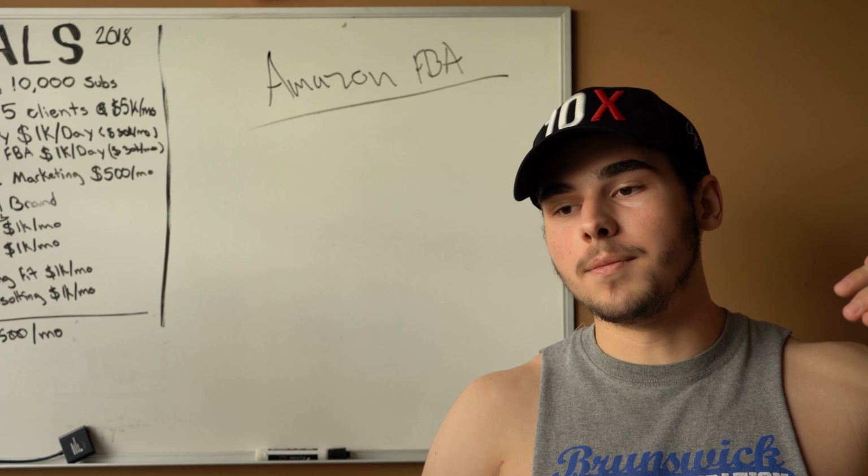So when you are buying from a supplier, so this is your supplier. So this is you. This is Amazon. So when you're buying from a supplier and sending it to Amazon, there's a couple things that you need to do. So when you are making your product, so this is your product.